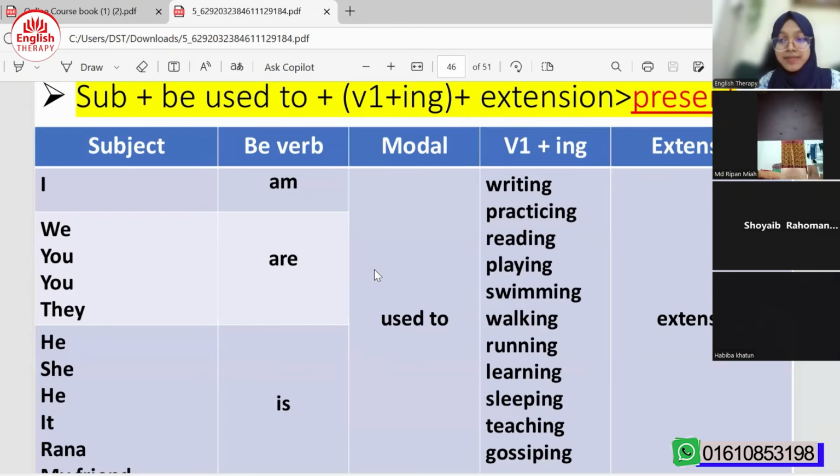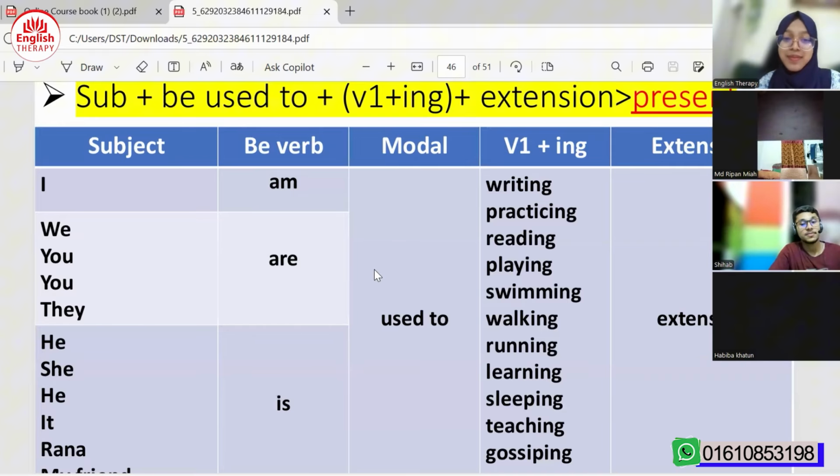Shihab sir, translate it. আমি গল্প করতে অভ্যস্ত। I'm used to gossiping. তারা গল্প করতে অভ্যস্ত। They are used to gossiping. সে গল্প করতে অভ্যস্ত। He's used to gossiping. Okay. সে শিখতে অভ্যস্ত। He's used to learning. সে খেলতে অভ্যস্ত। He's used to playing. সে ফুটবল খেলতে অভ্যস্ত। He's used to playing football. Okay, thank you.